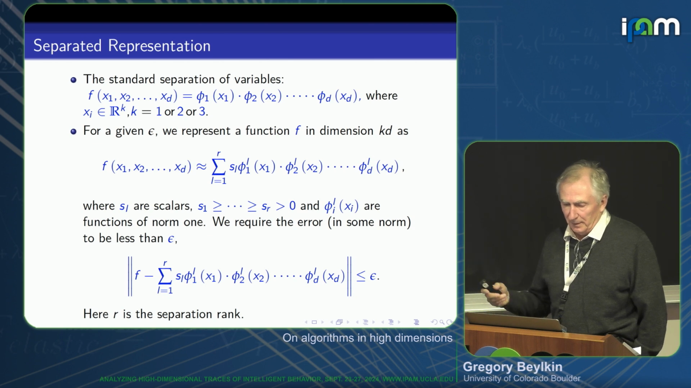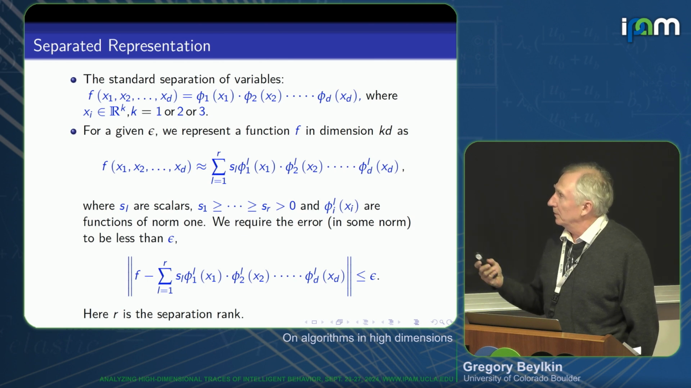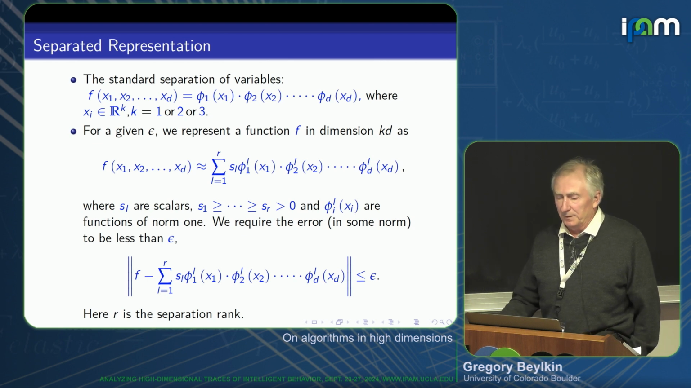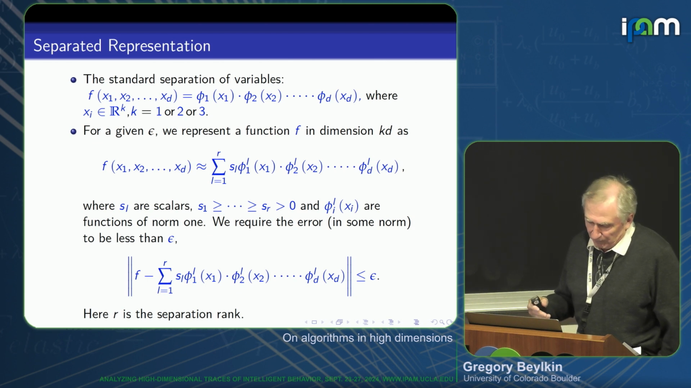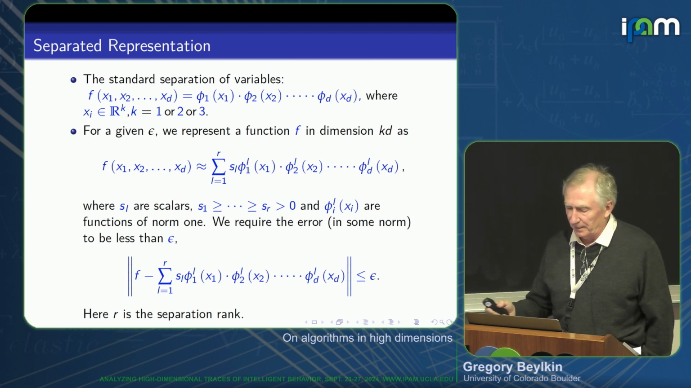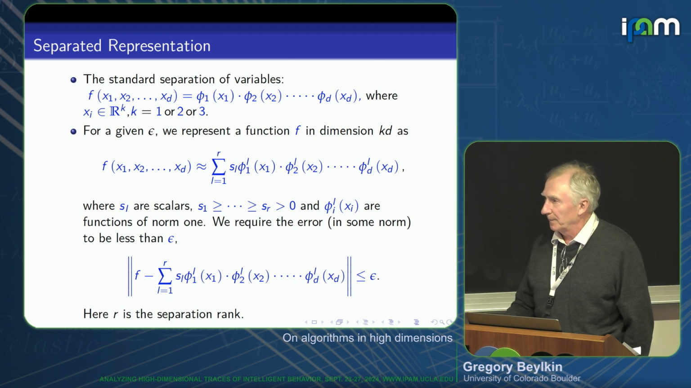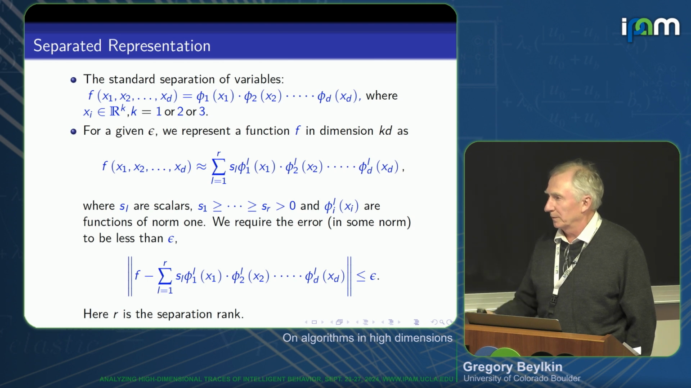So look at the standard separation of variables. You have simply a product of functions. Each individual function can be of 1, 2, or 3 variables. And the difference now is that I will have a sum of such things, a sum of products. Now, it's reasonable to organize these coefficients in some order, similar to what you do in SVD. And I'll talk a little bit about SVD. And the functions should be normalized to have norm 1, for example.